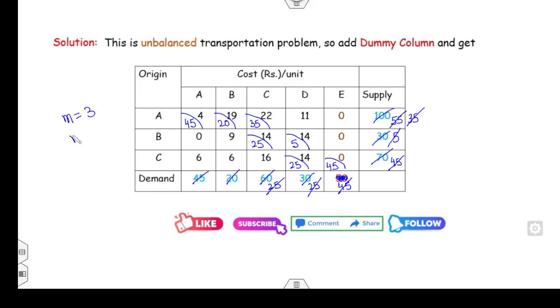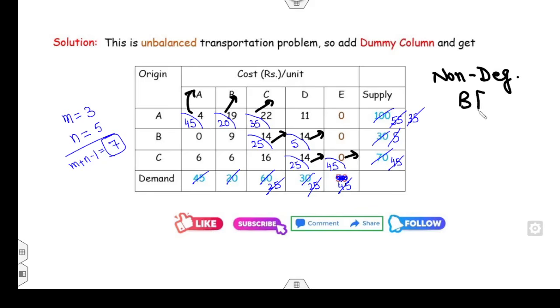Number of the rows, number of the columns 5. So what is m plus n minus 1? That is 7. So you can see whether the 7 allocations are there: 1, 2, 3, 4, 5, 6 and 7. Yes, the solution is a non-degenerate BFS solution. Clear?